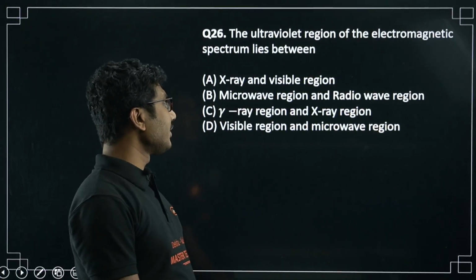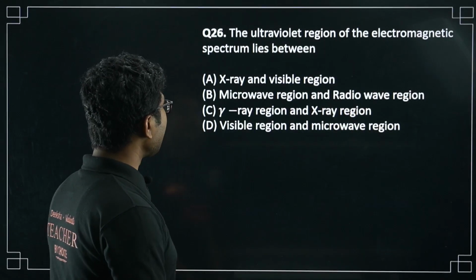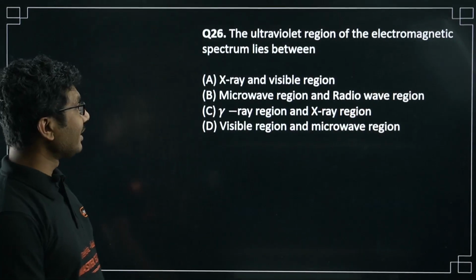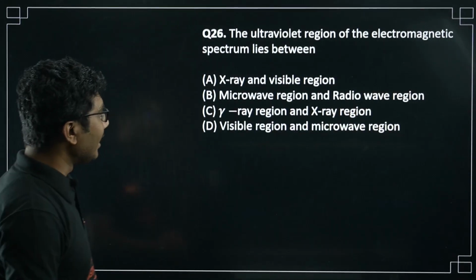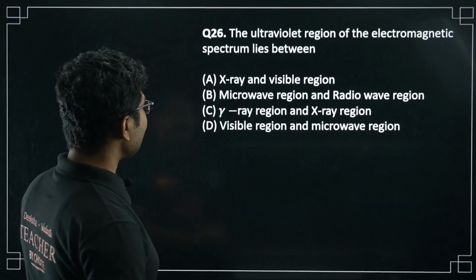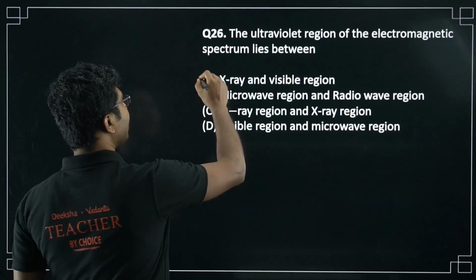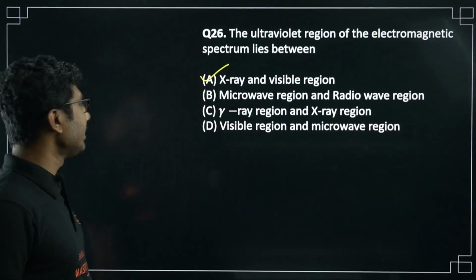The ultraviolet region of the electromagnetic spectrum lies between the ultraviolet. This one I think it is repeated. Obviously it is X-ray and visible region. We already explained it and answered it.